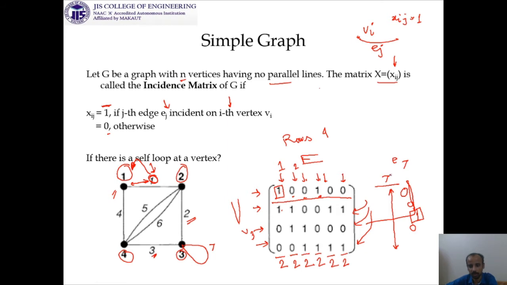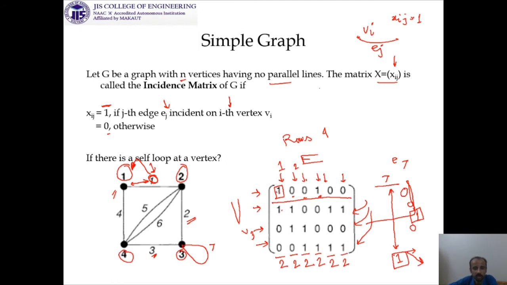Now if you are writing 1 here for the seventh edge, the summation will give you 1, but that is not right. So if you have something like this, you have to make a rule so that your logic will be justified, signifying that it is a self loop at that vertex.